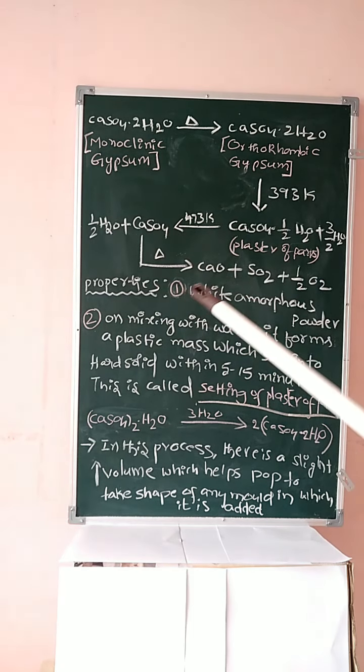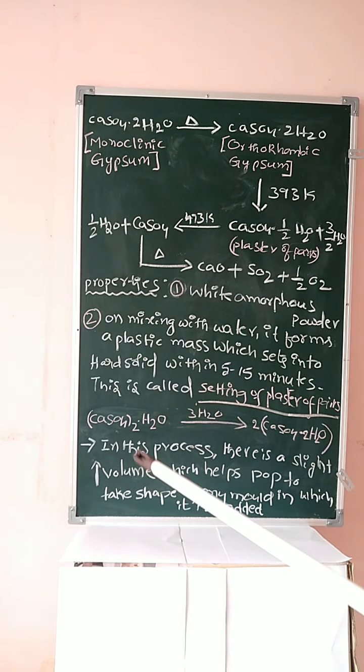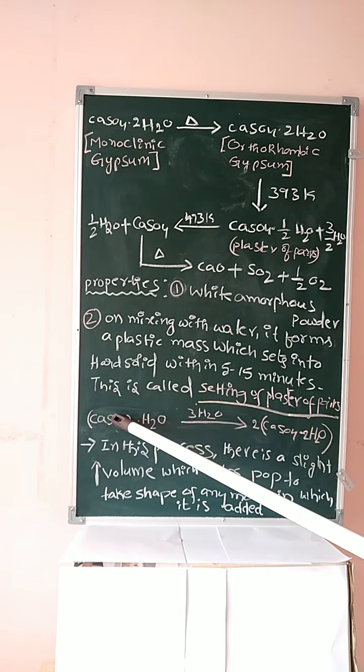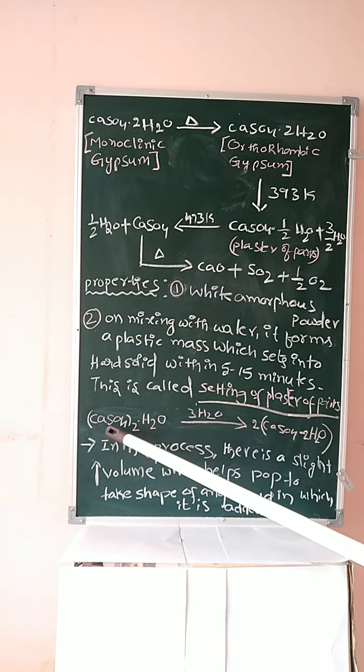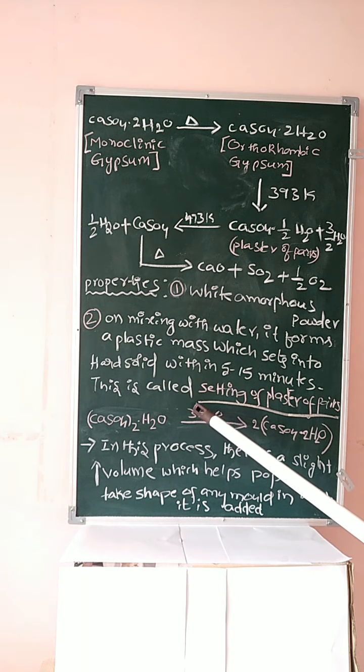Generally, plaster of Paris has a high affinity for water molecules. Its formula is CaSO4 taken twice, H2O, one water molecule for double the number of calcium sulfate units. It can react with 3 water molecules to form 2 molecules of calcium sulfate dihydrate, which is known as gypsum.